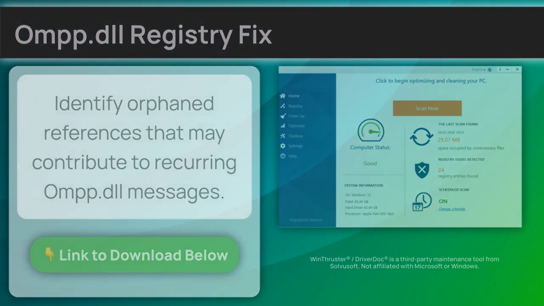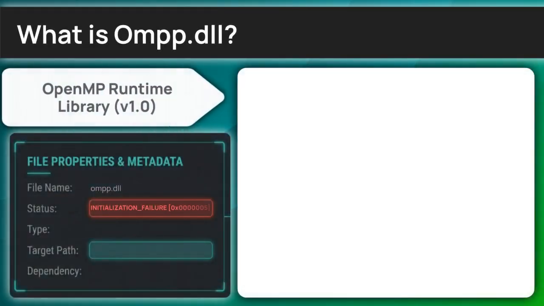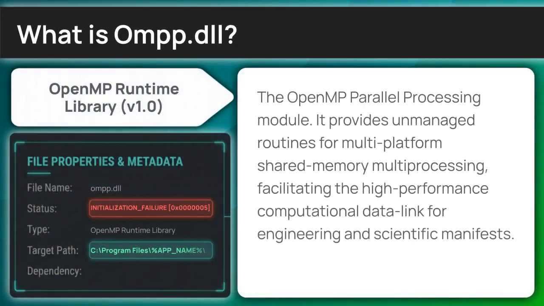This is the OpenMP Library, the OpenMP Parallel Processing module. It provides unmanaged routines for multi-platform shared memory multiprocessing, facilitating the high-performance computational data link for engineering and scientific manifests.